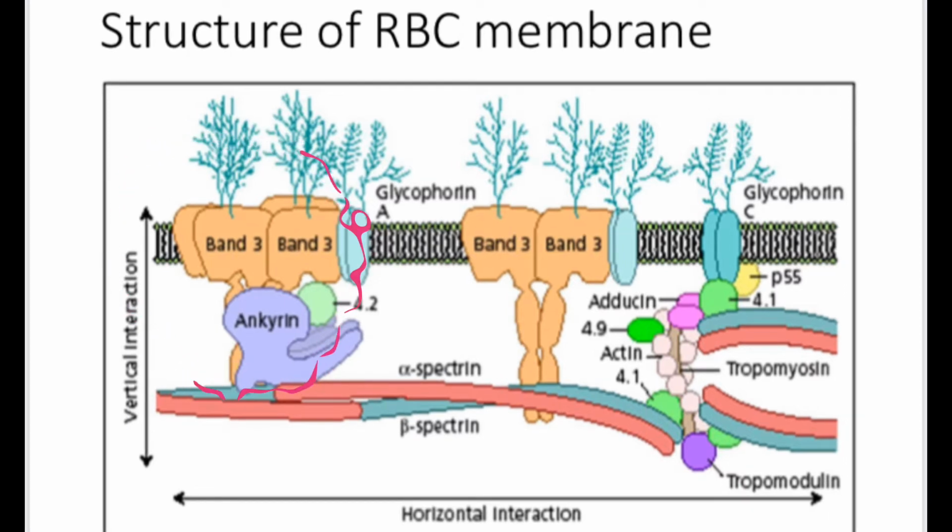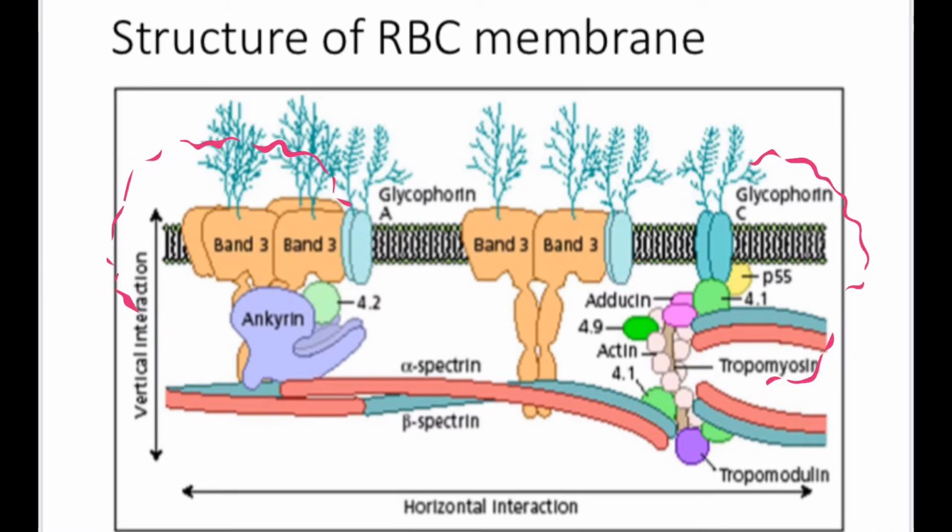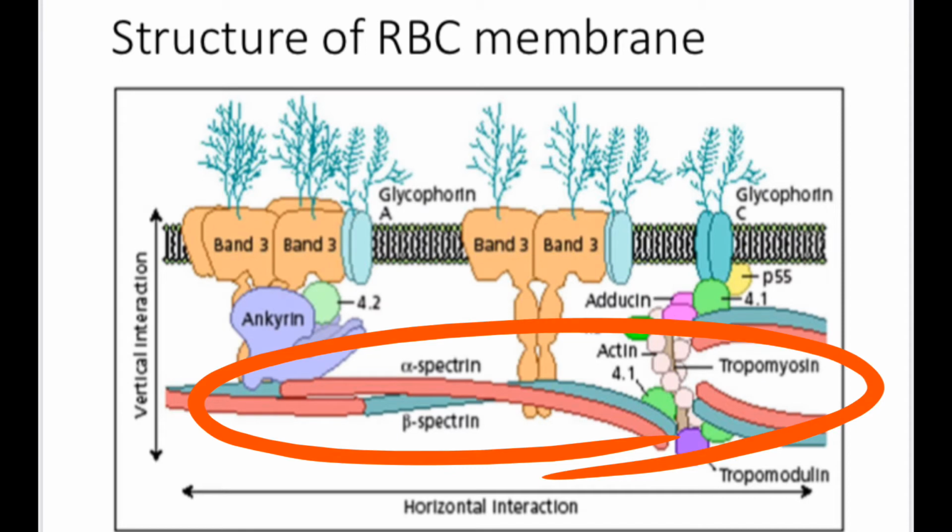So easy to say, vertical interaction holds with horizontal: ankyrin attached with 4.2 and a special channel made of protein called band 3 protein. Another set holding vertical and horizontal interaction is 4.1 and glycophorin C. Horizontal interaction consists of two peptide chains, which are alpha spectrin and beta spectrin, and they have relations with each other. The end of the tetramer attaches with the protein actin.